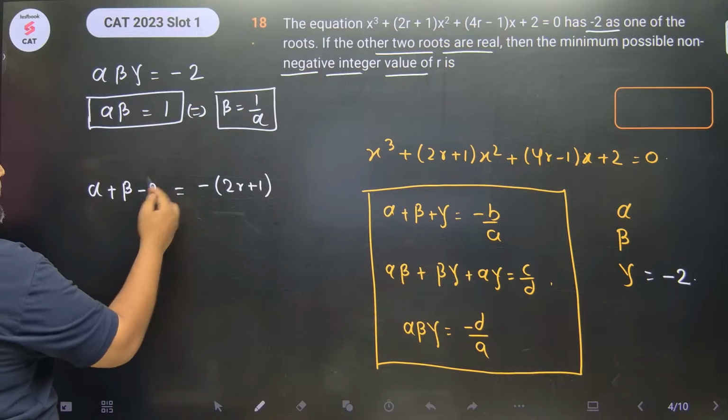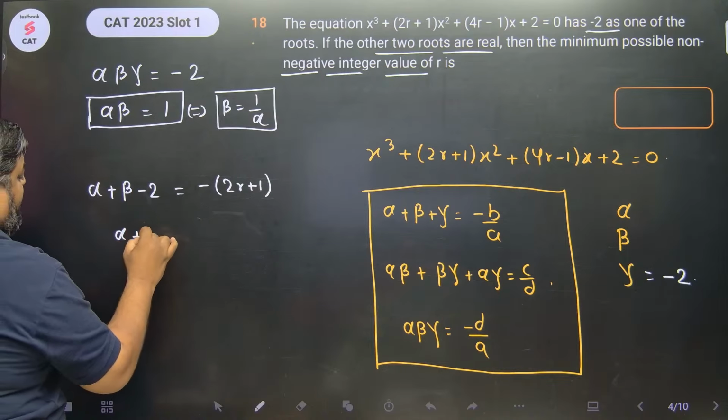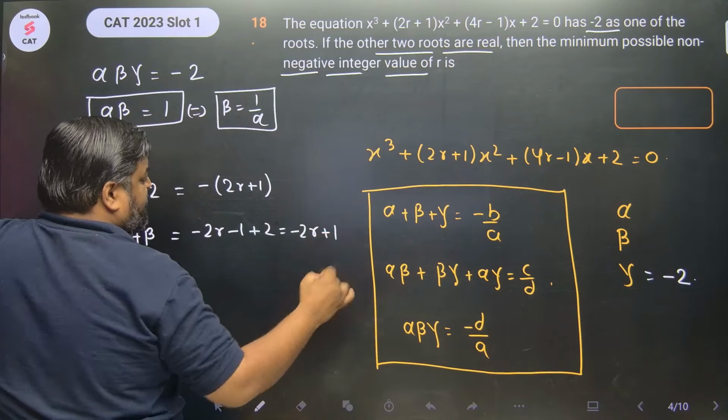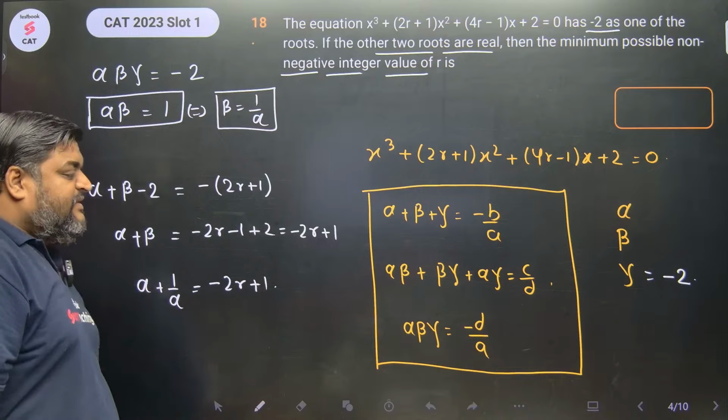Okay. Take it to the right hand side. So alpha plus beta, what will come, beta? Sir, minus 2r minus 1 plus 2. So this is minus 2r plus 1. Okay. And if I replace beta by 1 by alpha, I'll get alpha plus 1 by alpha equals minus 2r plus 1.